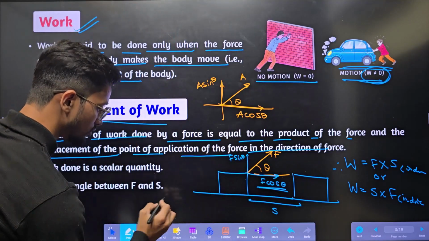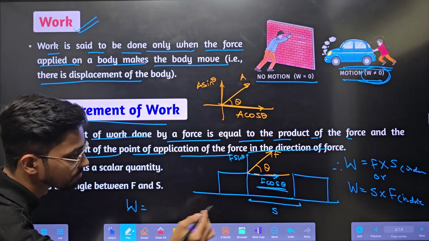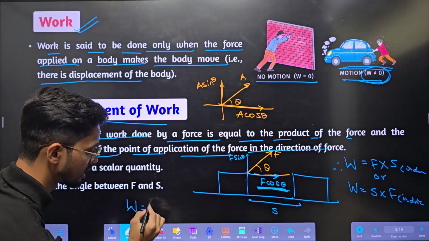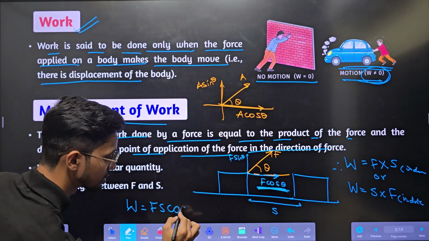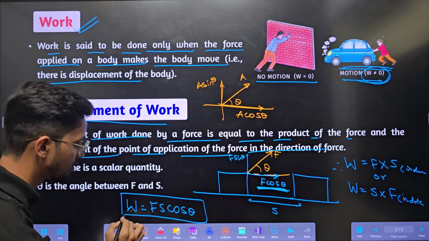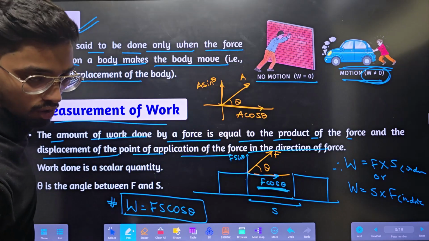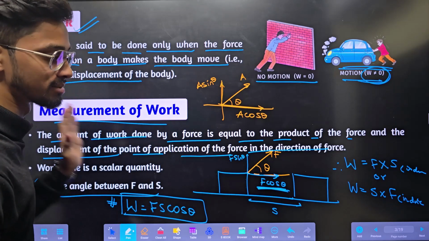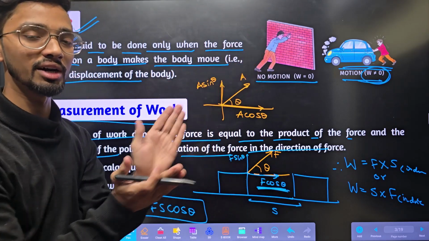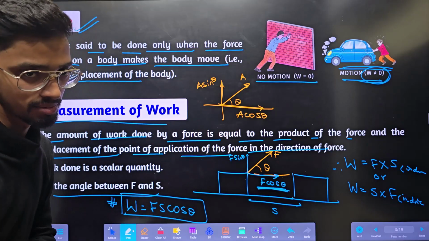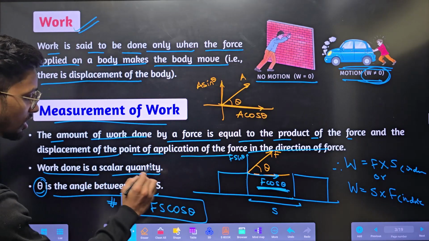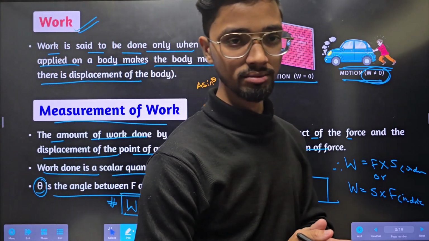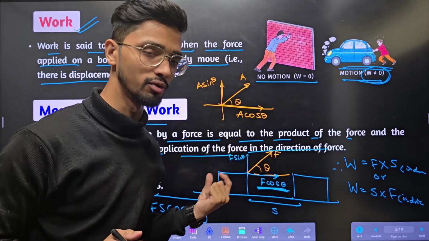So what is work? We can write it here. W is nothing but displacement, which is s, and the force in the direction of displacement will be F cos theta. So the formula for work will be F s cos theta, where theta is the angle between the force and the displacement. Displacement is here, force is acting here, so theta is the angle between the force and displacement vectors. Work done is also a scalar quantity.